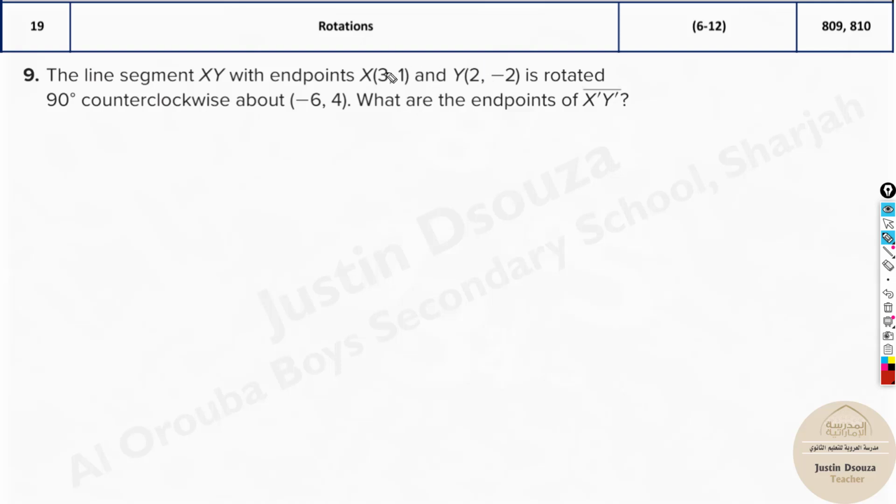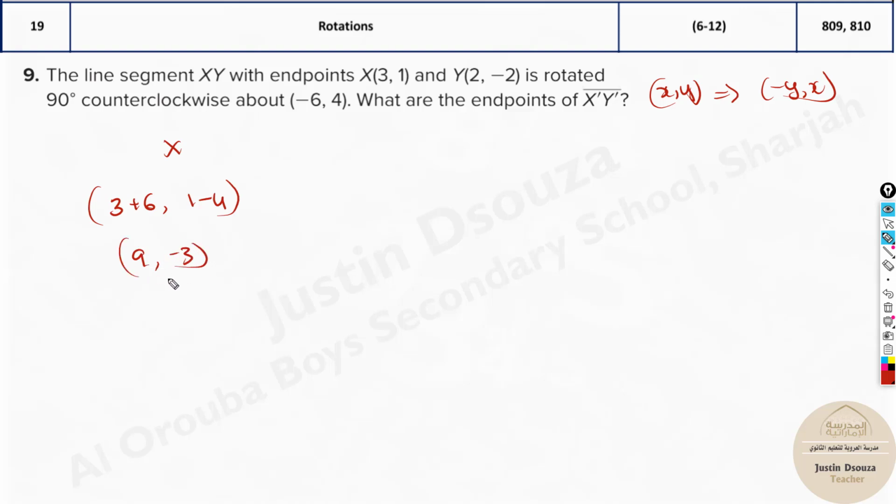Now you need to transform both the points about this point. You can draw the figure and stuff, but it's very straightforward if you understand the concept once. The 90 degree formula is (x, y) tends to (minus y, x). That's the formula. I will start with the point X over here. It's 3. Now we have to change the sign, plus 6, and what about the next one? It will be minus 4. So the value is 9, minus 3.